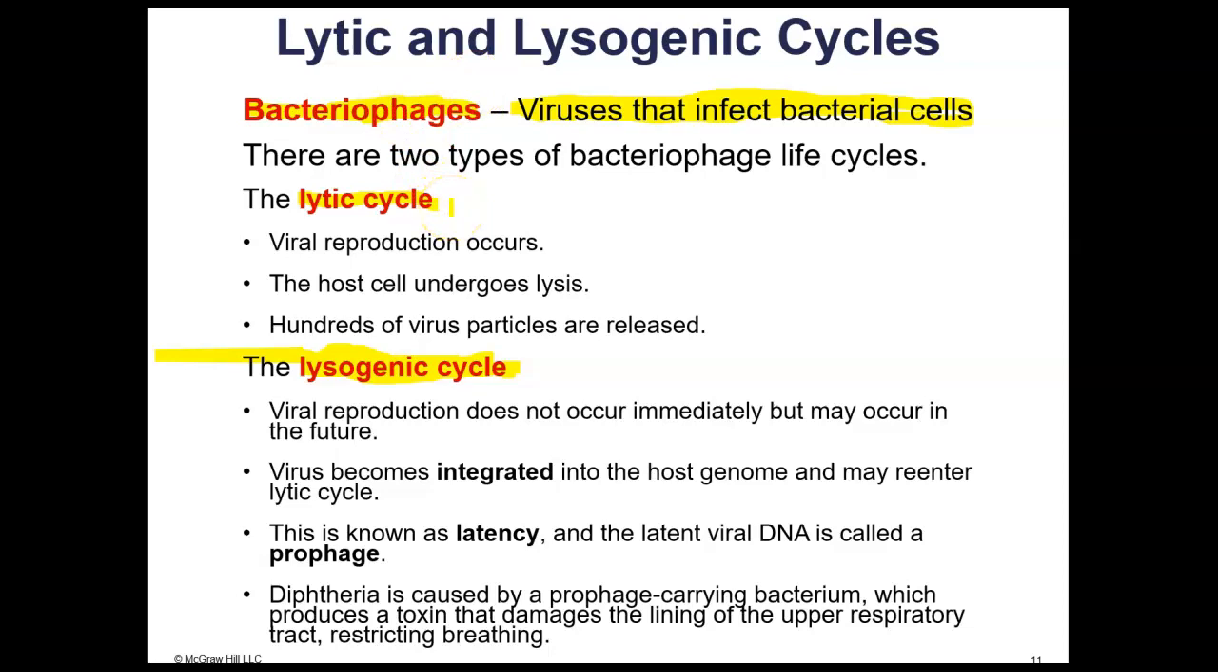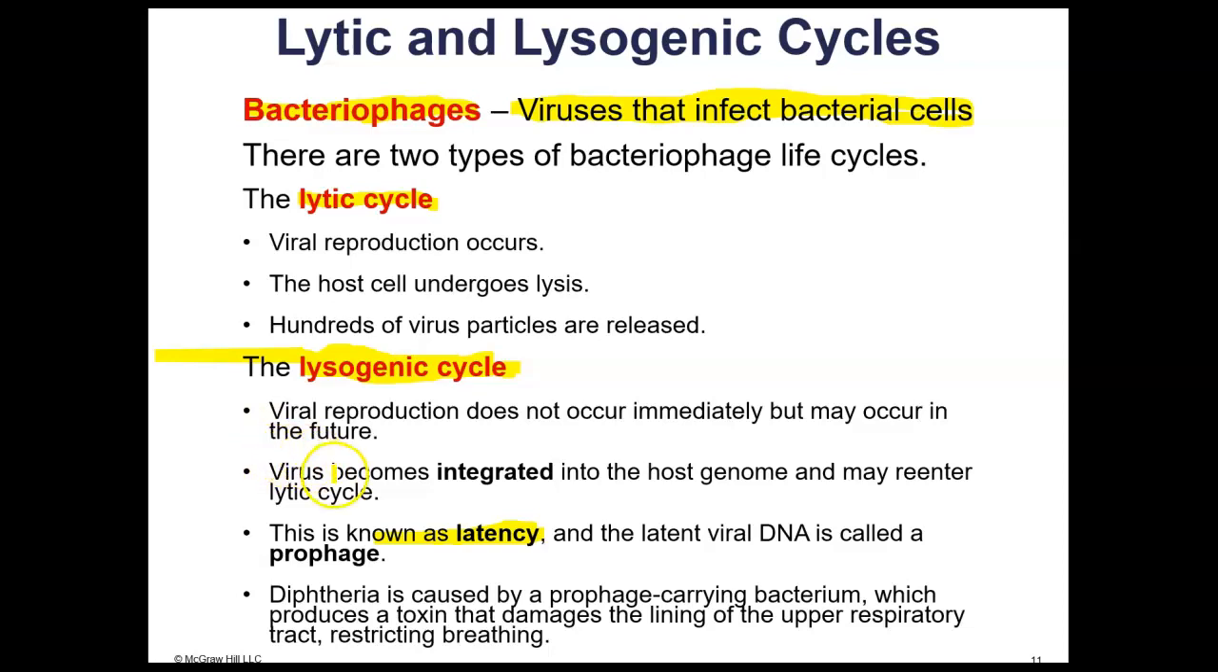The lysogenic cycle is a cycle that allows the virus to remain dormant for oftentimes many, many years. And this dormancy, it's known as latency, allows that virus to remain dormant or latent or inactive for a period of time until conditions are better for the virus to begin reproducing again. So, viral reproduction does not occur immediately but may occur in the future.